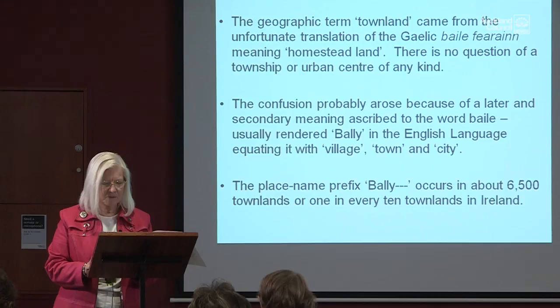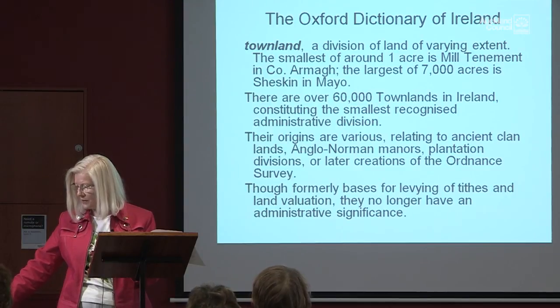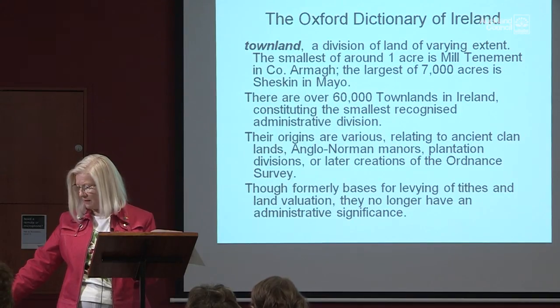A diocese is an administrative unit in either the Roman Catholic Church or the Church of Ireland, administered by a bishop. The Poor Law Relief Act of 1838 called for the creation of administrative areas known as the Poor Law Unions for the purpose of tax collection for the relief of the poor. This is the Oxford Dictionary's entry for a townland. Again, they say there are over 60,000 townlands in Ireland, constituting the smallest recognised administrative division.